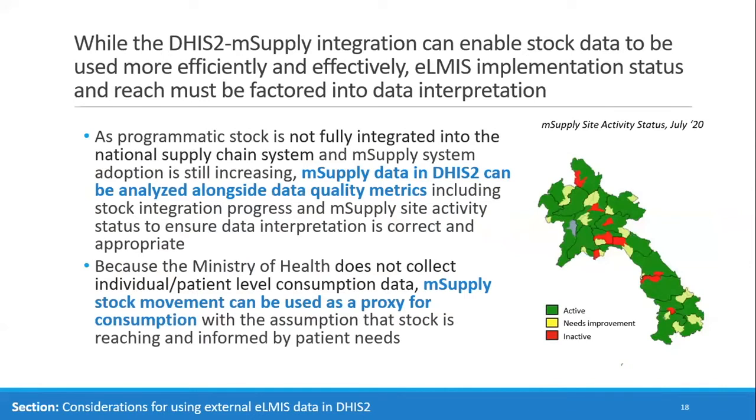So there are many ways, and this can be a significant amount of data. It allows this data to be used more efficiently and effectively as we have it available in DHIS2 alongside the programmatic data. But it's really important to flag for any system, in particular this M-supply implementation, you have to consider how the implementation is going and what the status is to be able to factor that into interpretation of the information.